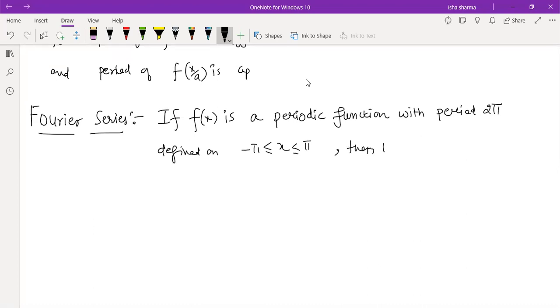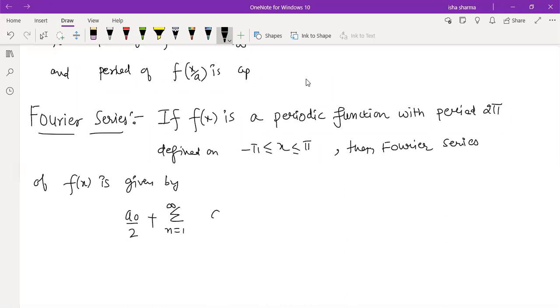then the Fourier series of f(x) is given by, let me complete the definition, then I'll be explaining the terms. Fourier series of f(x) is given by a naught by 2 plus summation n is equal to 1 to infinity a_n cos nx plus b_n sin nx.